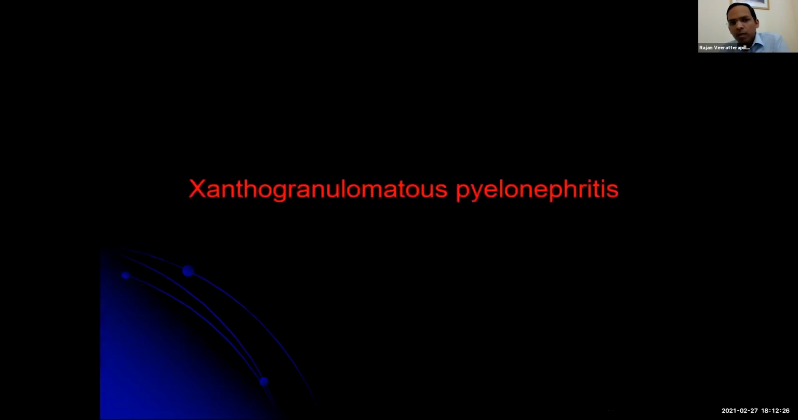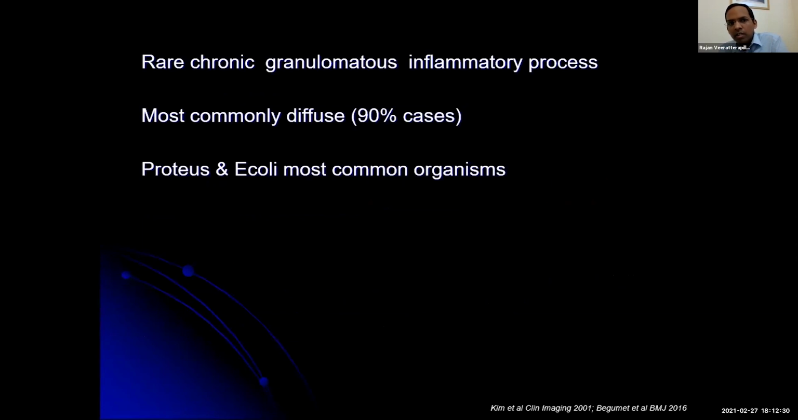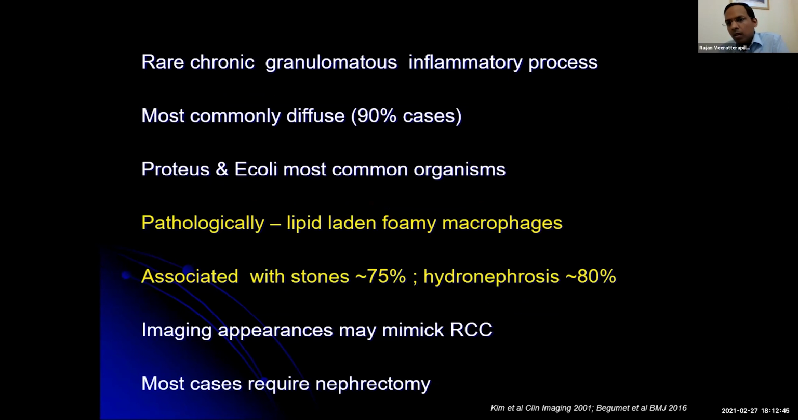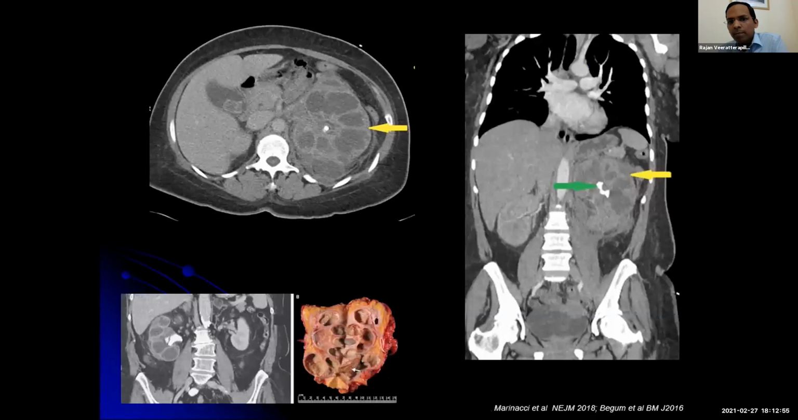Next interesting condition is xanthogranulomatous pyelonephritis. So this is a rare, chronic granulomatous inflammatory process, most commonly seen in diffuse fashion. Proteus and E. coli tend to be the commonest organisms. They're very commonly associated with stones and obstruction in over 3/4 of cases. The imaging findings can often mimic a renal cell carcinoma, so a biopsy can often be helpful in terms of telling you what's going on there. The majority of these cases require nephrectomy.